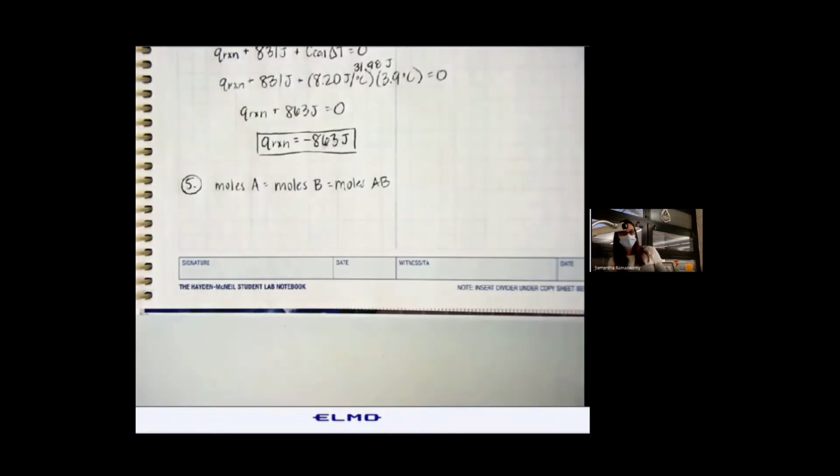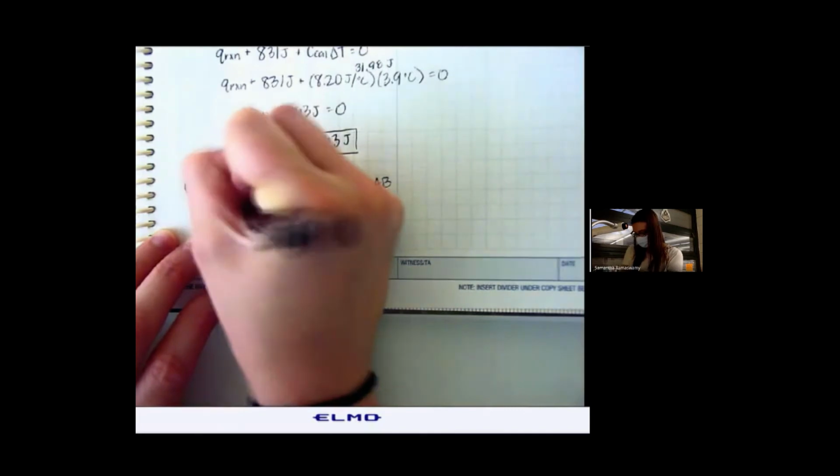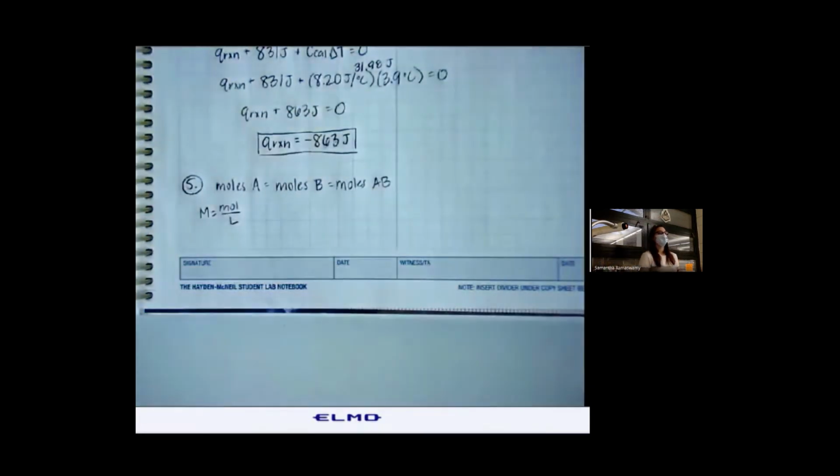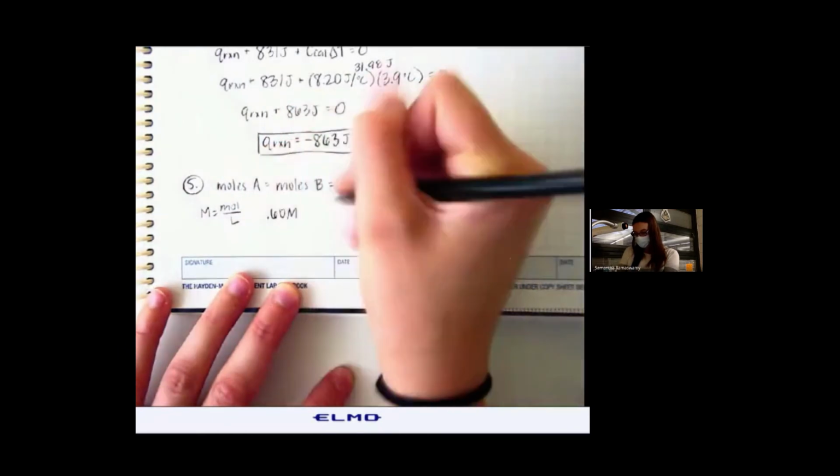So that's going to be useful because if I find the moles of solution A or the moles of solution B, that's the same as the AB solution. So that's going to make it easy to find moles. So here's what I'm going to do. I'm going to remember that molarity is moles over liters. Molarity is moles over liters. It doesn't matter which solution I pick. They're the same. Both of them had a molarity of 0.60 molar.